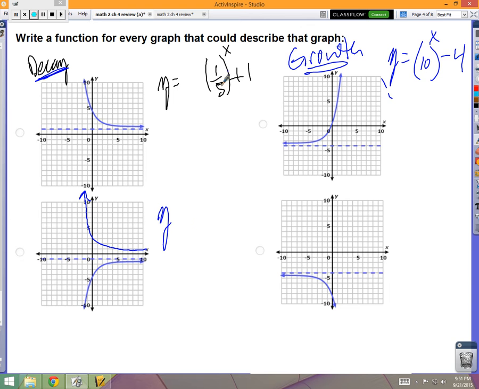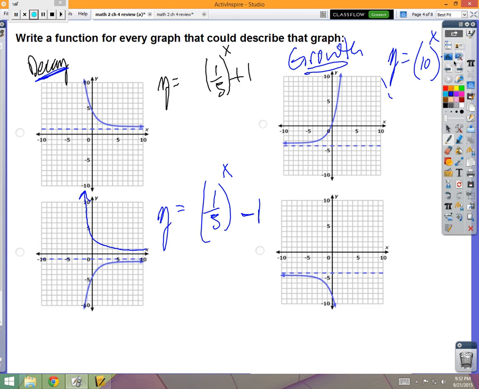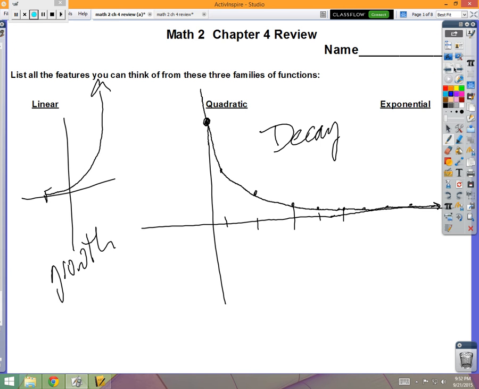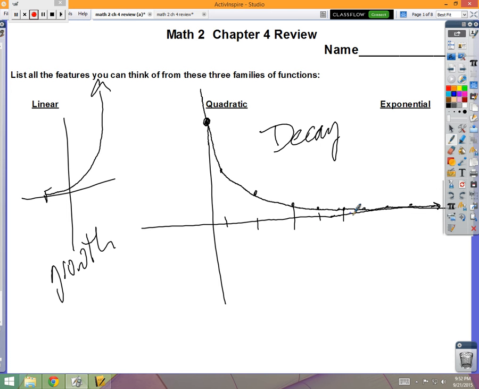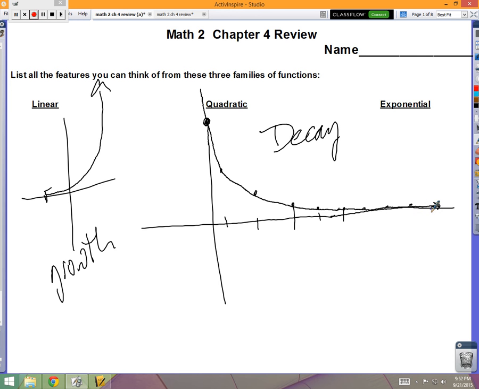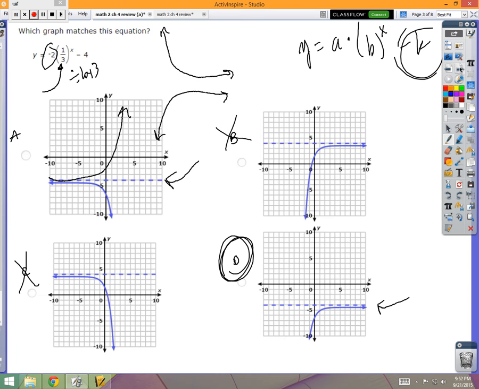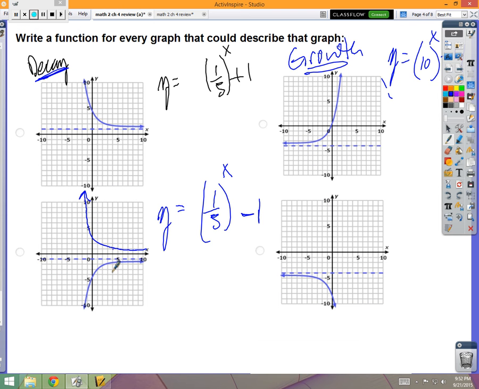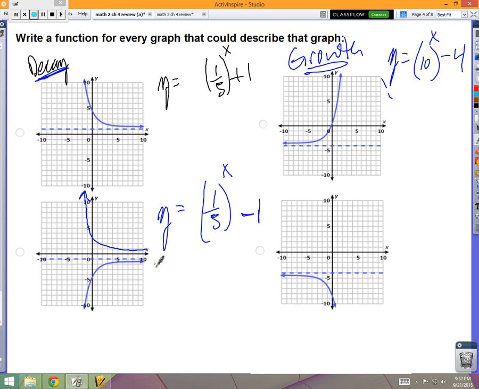So if we take this first one right here, y equals 1/5, or divide by 5, to the x. Okay, my line is -1. It has to be -1 because this line was shifted down once. Usually it is left at 0. It's going to approach 0, getting closer and closer to 0. But if I shift it up and down, then it's not going to approach 0. This guy right here is getting closer and closer to -1.